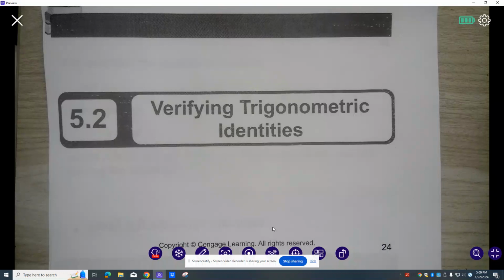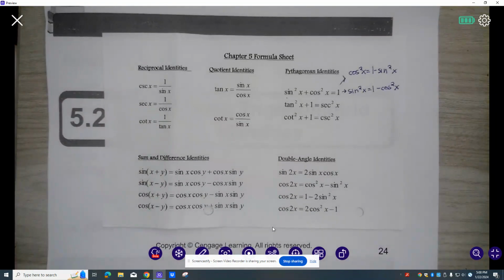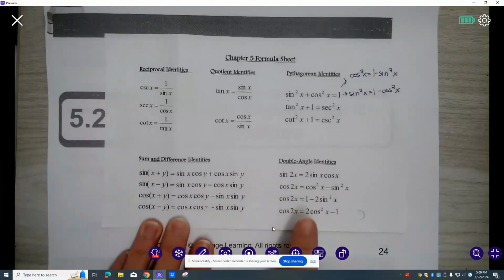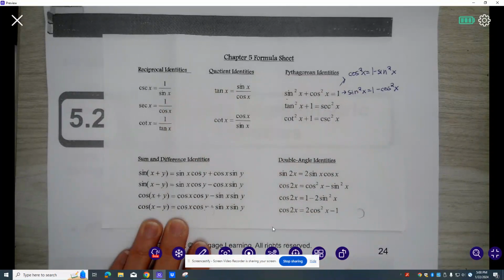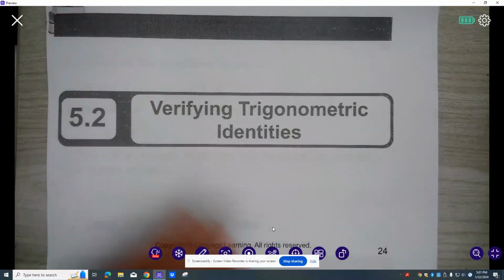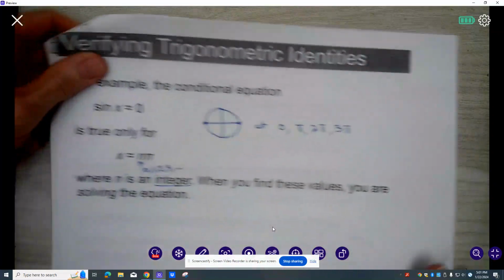This video is for lesson 5.2 and probably I'm going to do just examples 1 and 2. Okay, so in this one we are verifying trigonometric identities. So you're going to want to have your formula sheet handy. These are the identities, these up here mainly, that we're going to be verifying. So kind of show you what a problem looks like. I'm going to apologize in advance for all the page flipping I have to do.